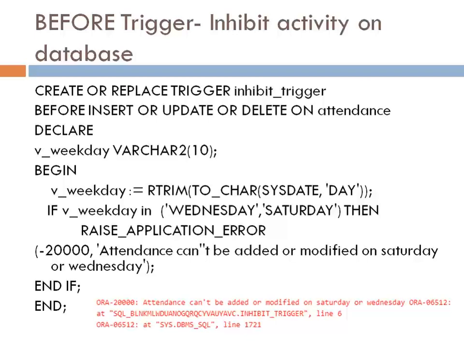If v_weekday is Wednesday or Saturday, then you don't want the teacher or the instructor to update the attendance. So what you do here is raise the application error. This is an inbuilt exception, so you raise_application_error -20000 and give the message: attendance can't be modified or updated on Saturday or Wednesday, and then end if and end.